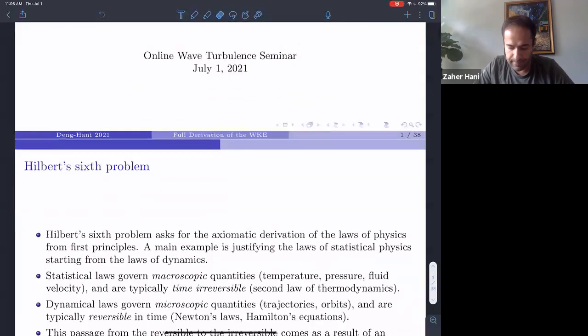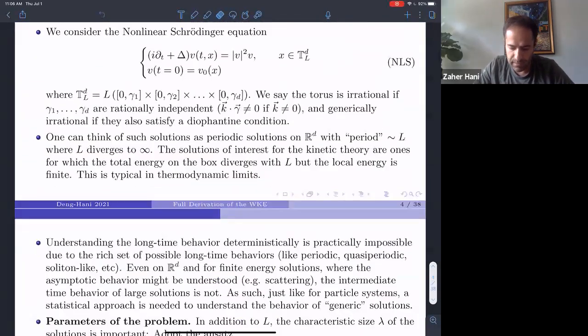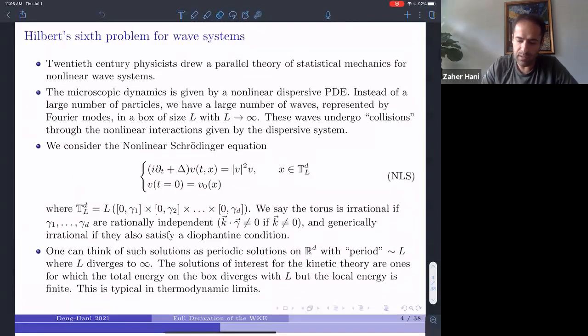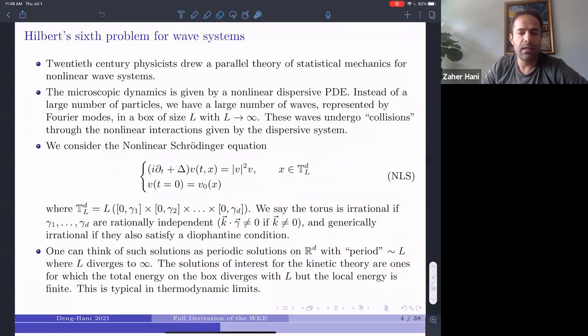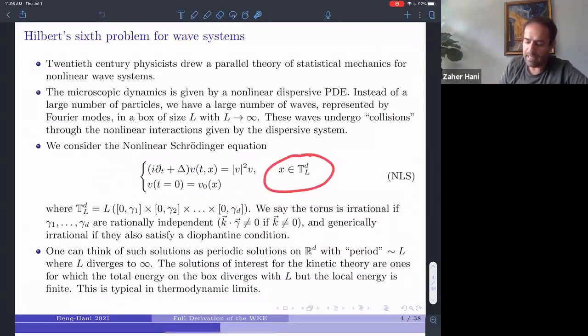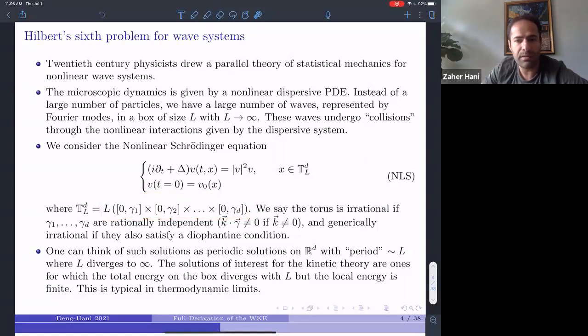Okay, so let me just remind you of the equation that we'll be dealing with. This is the nonlinear Schrodinger equation written over here, and as we said, it is posed on a torus of size L in d dimensions. This torus is of the form L, a dilation by L of a standard torus [0, gamma 1] times [0, gamma 2] up to [0, gamma d]. Gamma 1 up to gamma d are the aspect ratios of the torus.